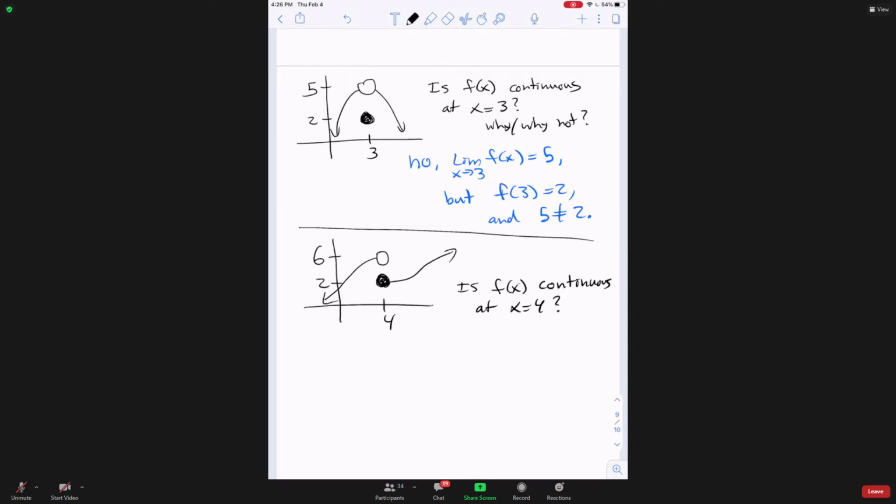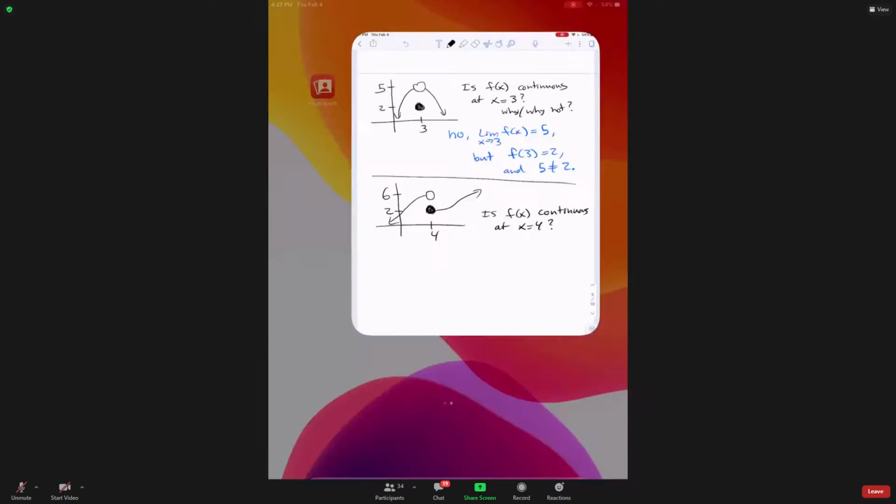All right, is f of x continuous at x equals 4? Why or why not? So you guys try to do this first. Now, I'm assuming you all know the answer is going to be no. Now you've got to come up with a reason. Give me one second while you do that.